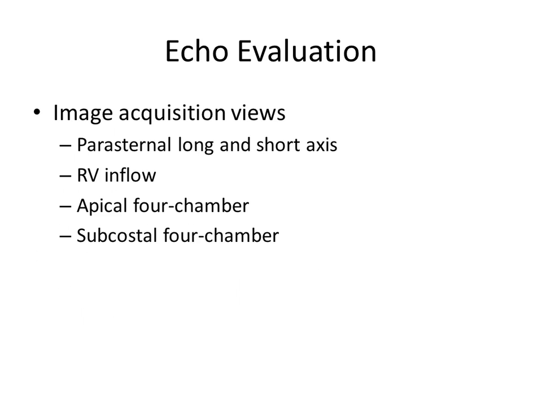So first, to start with image acquisition, there's multiple views that you can see the RV: the parasternal views, apical four-chamber, and the subcostal views. But I think the two views, if you could learn any of these views, that is the most helpful at rapid interpretation of what's going on, is the apical four-chamber and the subcostal four-chamber.